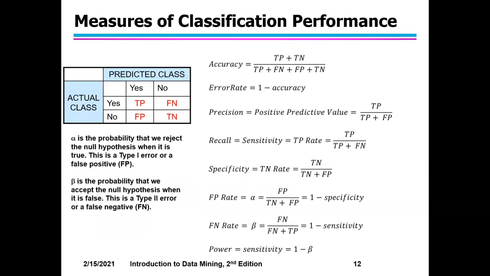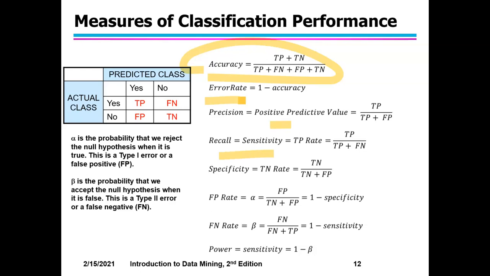Now we have some formulas over here for your analysis of your algorithm. This one we already did. Error rate is new, so here you can say 1 minus accuracy, so it's easier. And then we have positive predictive value, which is precision. We already did this one. Recall we did it as well.